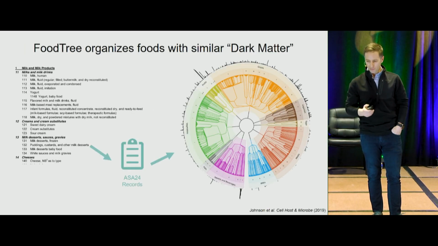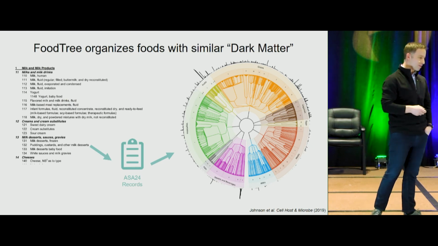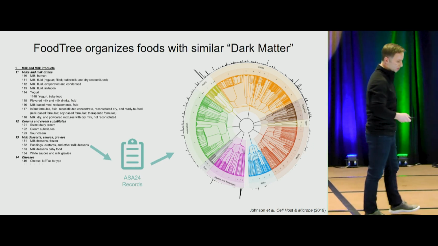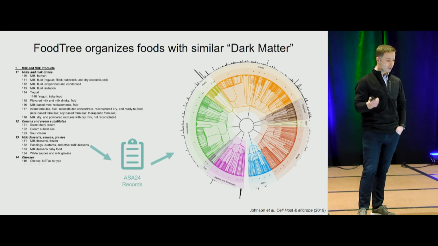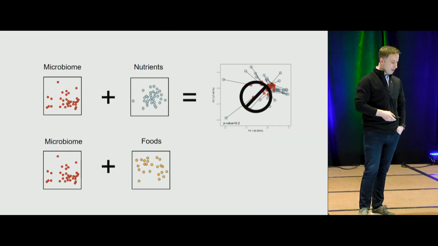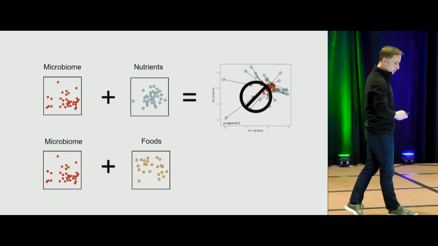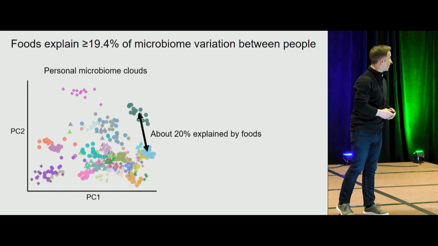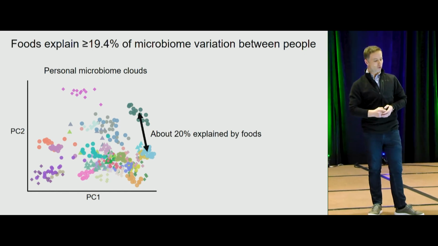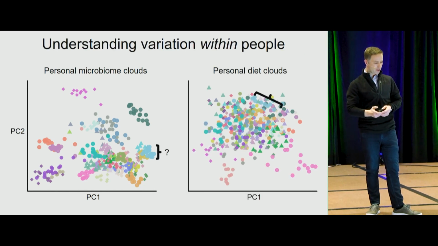So Abby developed this method called Food Tree that organizes similar foods together and lets us use tools from microbiome analysis that leverage phylogenetic trees. So now we pair microbiome with foods, and actually it's a strong correspondence. The food intake explained about 19.4% of variation between people.